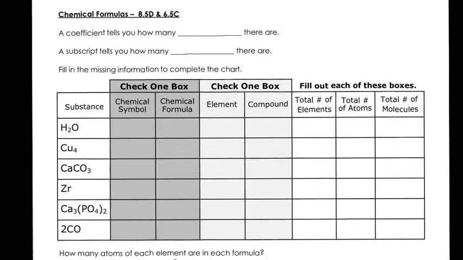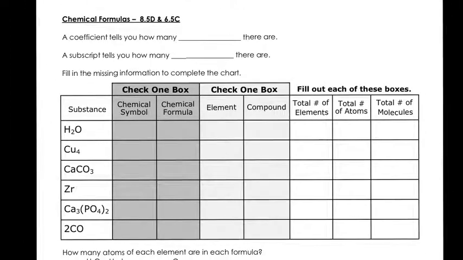So page 5 at the top is talking about chemical formulas. What you're going to do is go through this section. The coefficient tells you how many blank there are. The subscript tells you how many blank there are. So remember the difference between a coefficient and a subscript. Think of a submarine or a subway where that goes. And then the coefficient is going to be the other number.